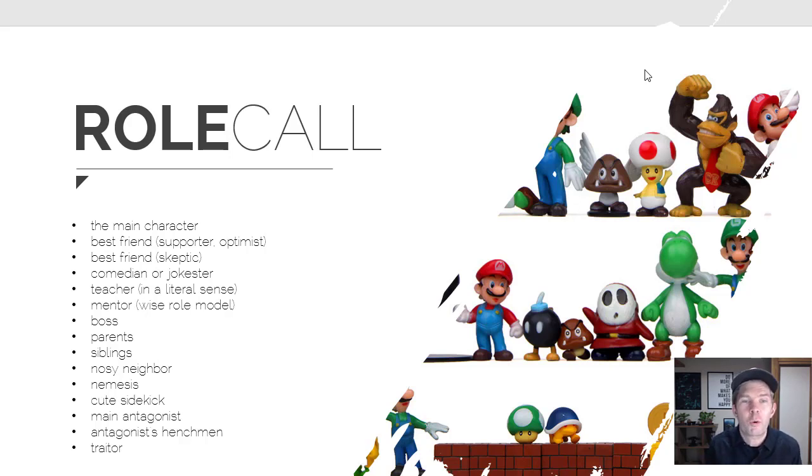So having just a core friendship, and usually those friendships already have conflict because their personalities are so different. You might have a comedian or a jokester, someone who's witty and clever and says funny things. You might have a teacher or a mentor. Generally, the teacher is someone from the ordinary world or their past.